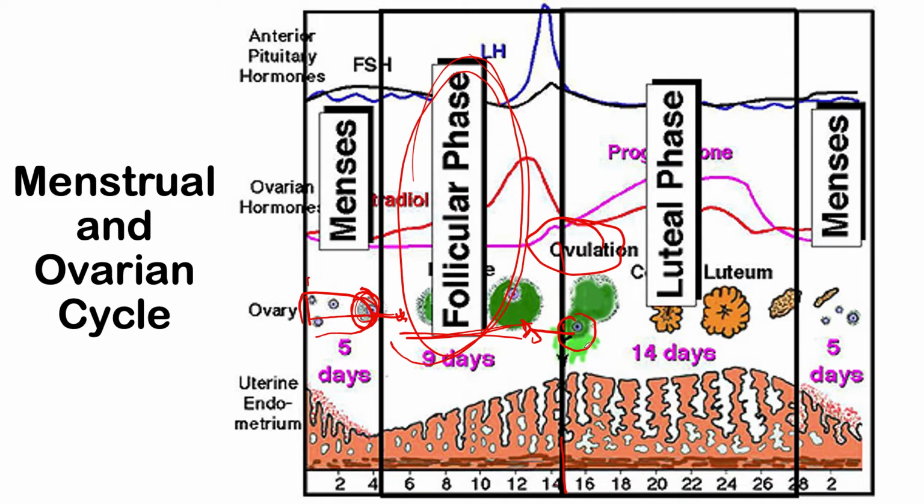Sa ovary, maiiwan yung tinatawag natin na remains ng follicle that initially housed your secondary mature oocyte. We call that your corpus luteum. The act of formation of the corpus luteum or the end-filled follicle, that is your luteal phase, and that comprises the second half of the menstrual cycle phase.